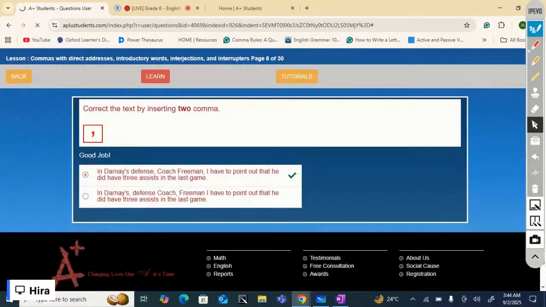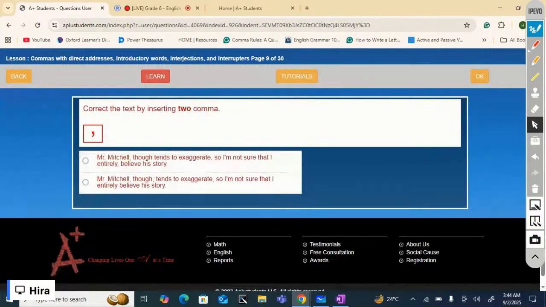So this is it. I hope you understand the use of comma with series, dates, places, and with direct addresses, introductory words, interjections, and interrupters. I hope you understand it.